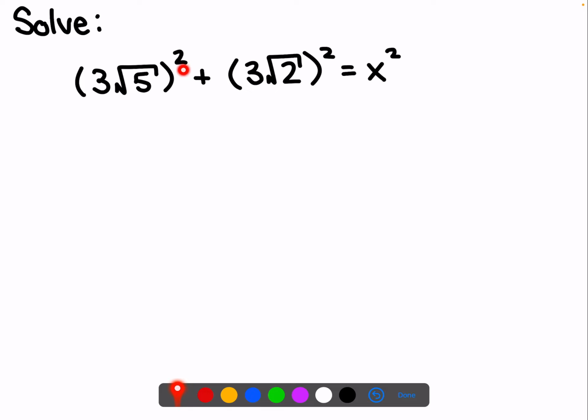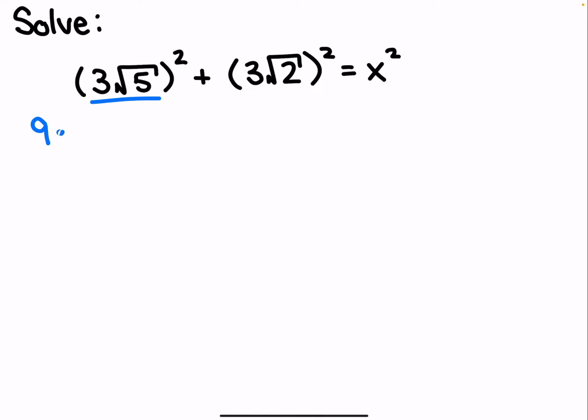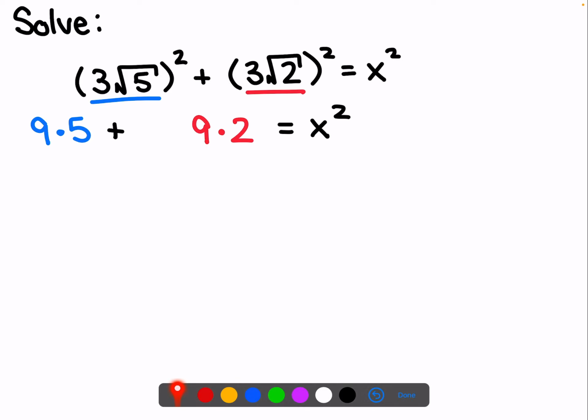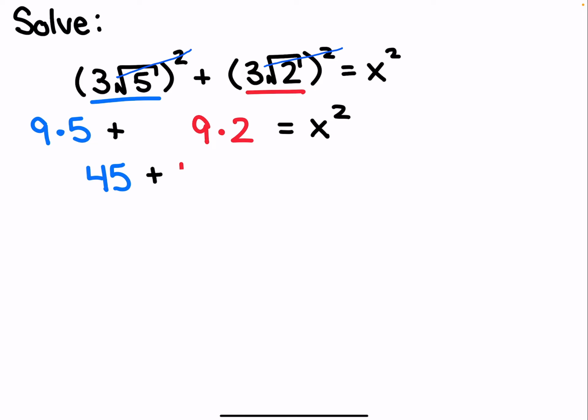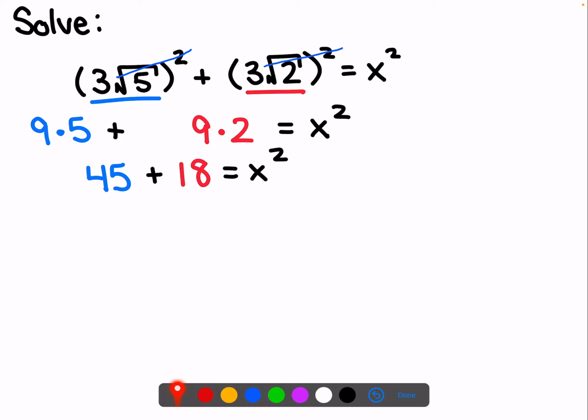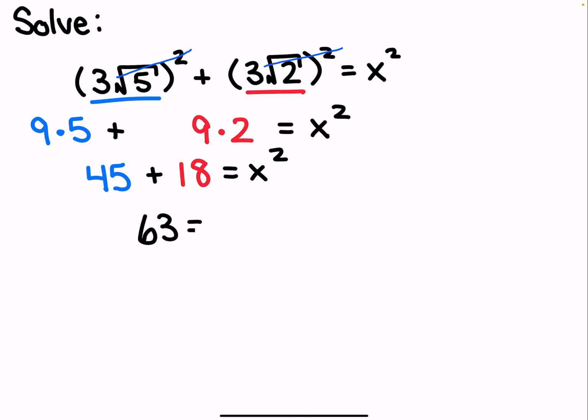When I'm squaring, the square goes to both the number on the outside of the radical and to the radical itself. So this would give me 9 times 5 plus 9 times 2 equals x squared. Again, 3 squared is 9, and then the square root and the square cancel each other out on both of these, giving us just positive 5 and positive 2. 9 times 5 is 45, and 9 times 2 is 18. Adding 45 and 18 together will get us 63, which is equal to x squared.